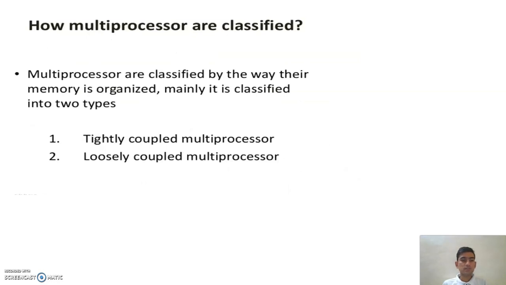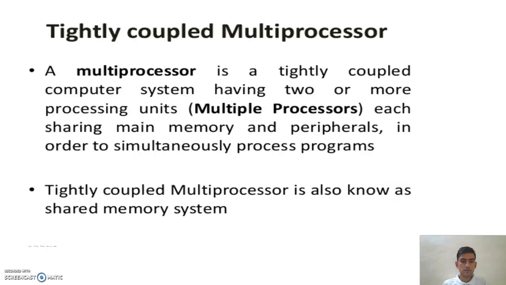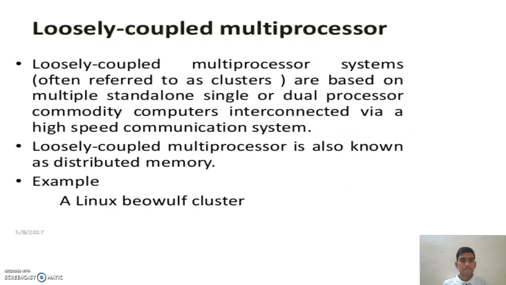How are multiprocessors classified? So basically, multiprocessors are classified into two types: tightly coupled multiprocessor and loosely coupled multiprocessor. A tightly coupled multiprocessor is a system that has two or more processing units, each sharing main memory and peripherals in order to simultaneously process programs. A tightly coupled multiprocessor is also known as a shared memory system.